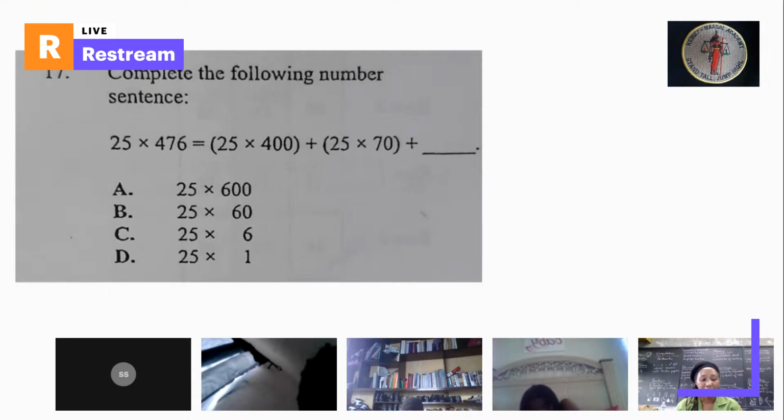So we're breaking it up into its component parts. We're breaking up the 476. So we have 25 times 400, 25 times 70. So what's left here would be what? Any answers yet?